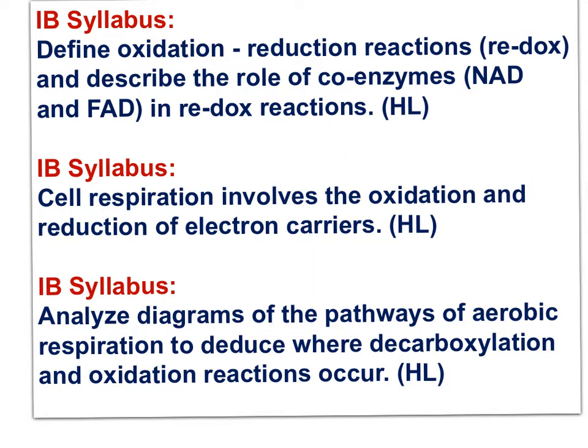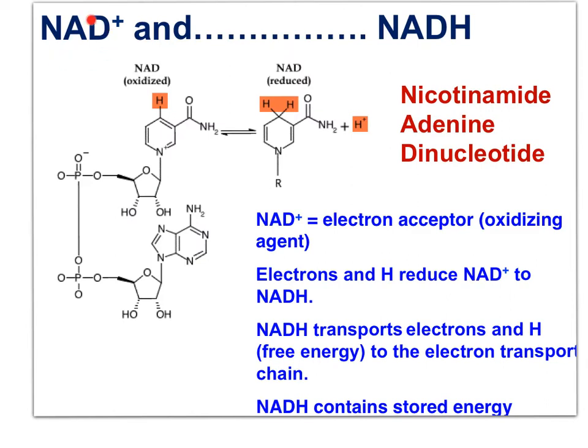Analyze diagrams of the pathways of aerobic respiration to deduce where decarboxylation and oxidation reactions occur. Keep your eye on the electron transport system for oxidation reduction reactions. I will use ETS as a short for electron transport system. NAD plus is an electron acceptor, serving to oxidize organic intermediates in respiration. As NAD plus grabs electrons and hydrogen, it becomes reduced to NADH. NADH transports electrons and hydrogen to the electron transport chain. The NADH contains stored energy in the position of the electrons it carries.